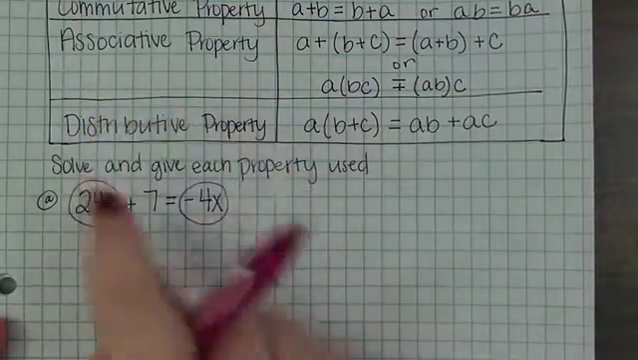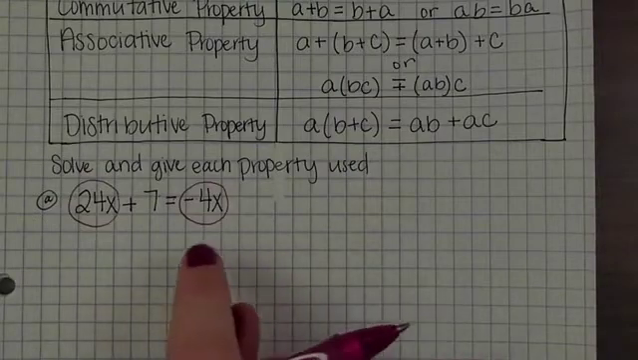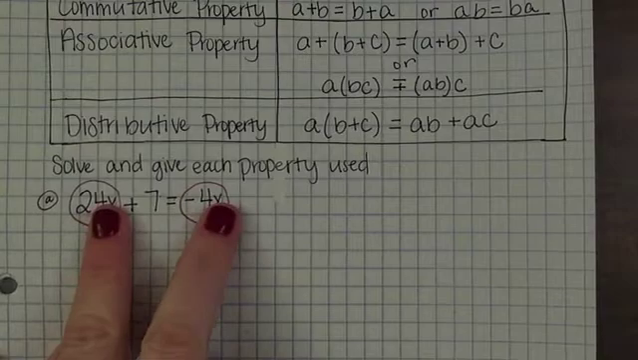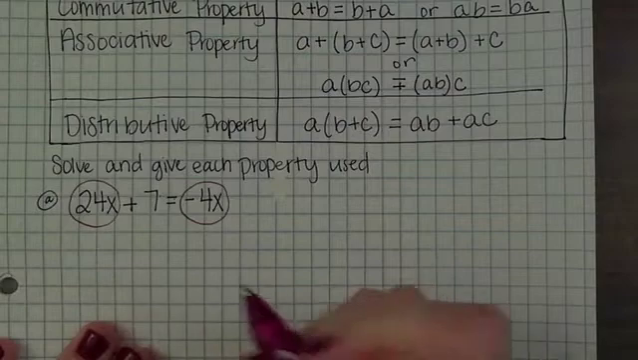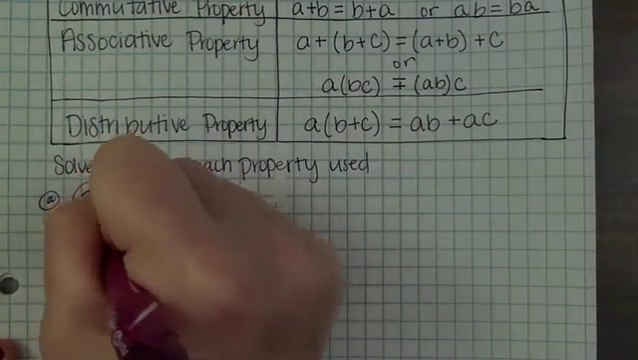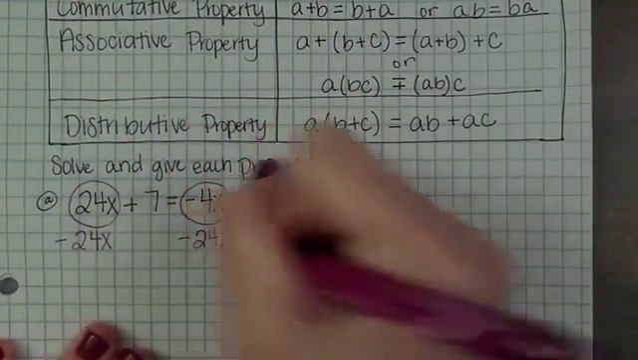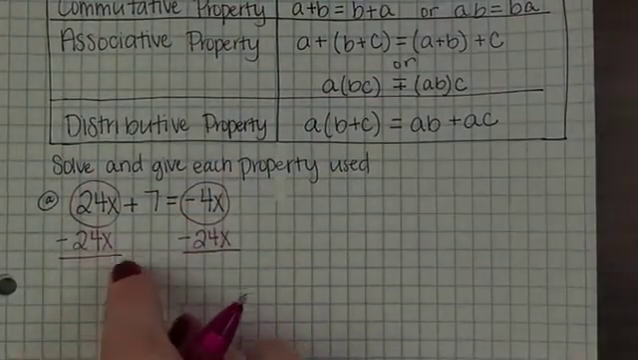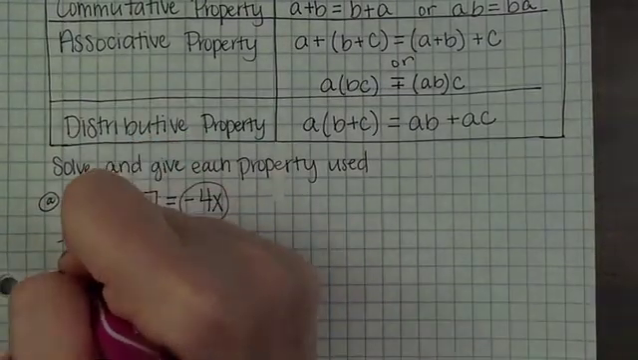Normally I would move the 4x, and you could do that. It would just make your properties listed differently. But I'm going to move the 24x just because I want to get them together, and I don't want to move more to this side because that's not going to help me very much. So I'm going to subtract 24x and subtract 24x. If you look at this, all we are doing is moving stuff around so that we can get the variable by itself.